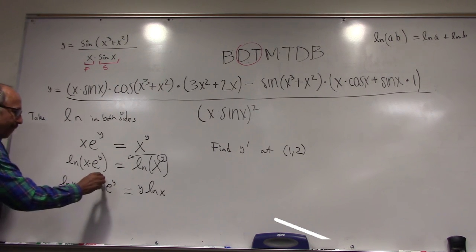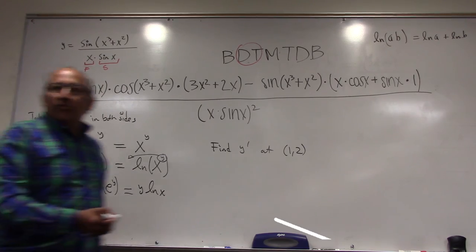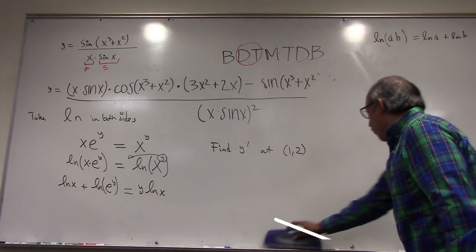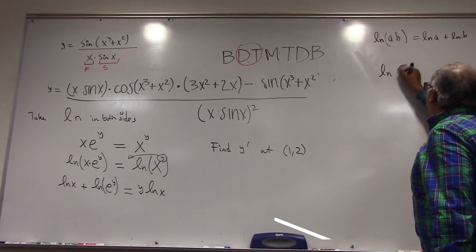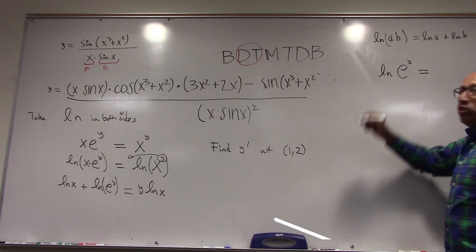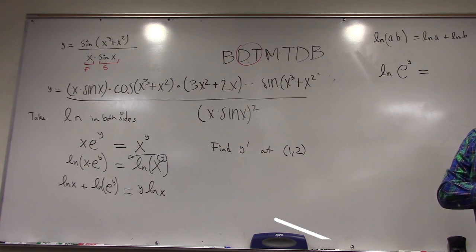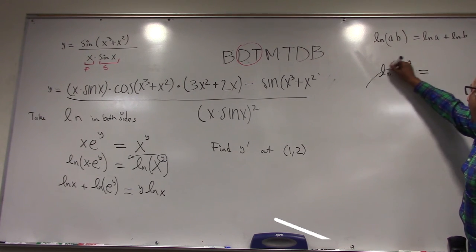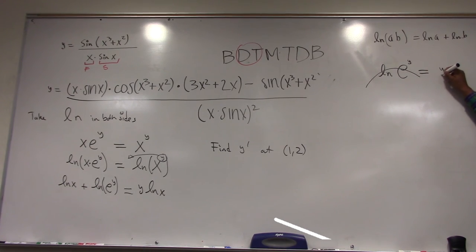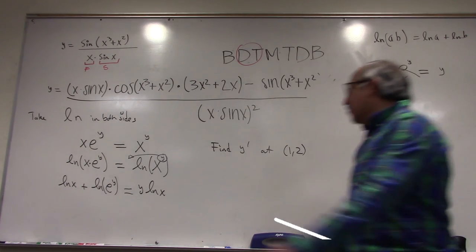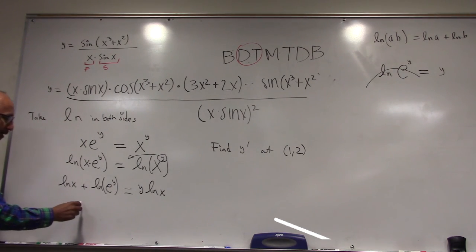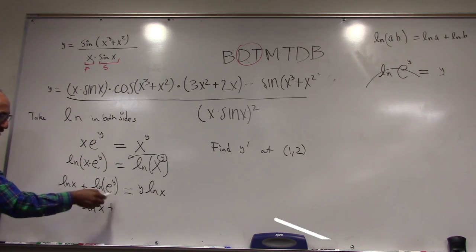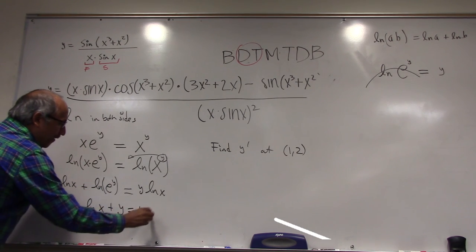Now you remember, ln and e are the worst enemies. Each time they see each other, they kill themselves. What is ln of e to the something? It's like you see your rival, or you see your girlfriend with a guy. They kill themselves, and the answer is only y. So this problem can be rewritten as ln of x plus y equals y ln of x.